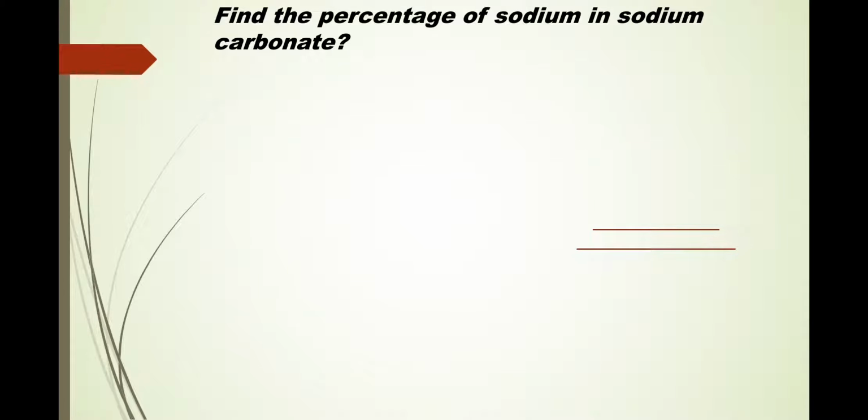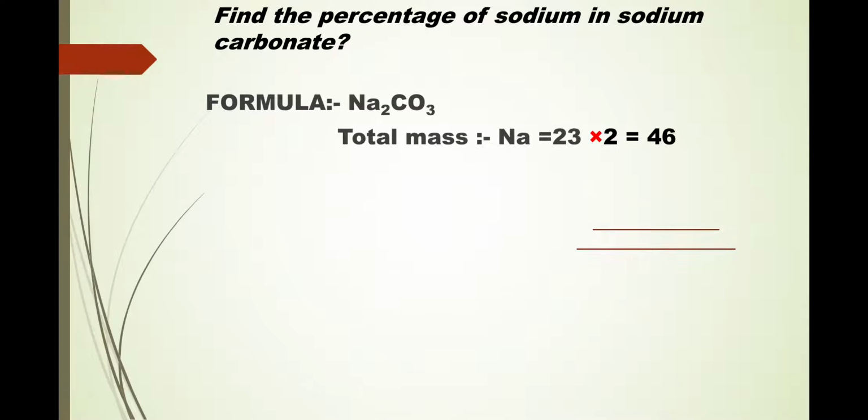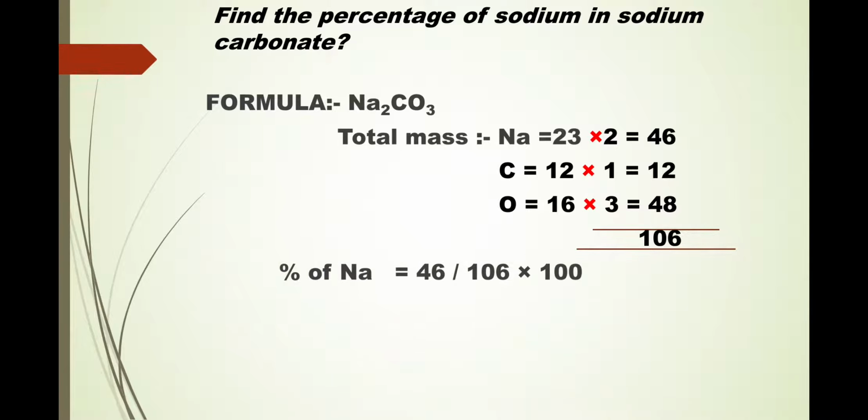Here in this question, find the percentage of sodium in sodium carbonate. The sodium carbonate formula is Na2CO3. Here we have 2 atoms of sodium, 1 atom of carbon and 3 oxygen atoms. To find the total mass, take the number of sodium atoms into its atomic mass, the number of carbon atoms into its atomic mass, and oxygen into its atomic mass. Add all the values to get the total mass. Now we need to find the percentage of sodium, right? So for sodium, 46 divided by total mass, into 100. So 43% of sodium is there in sodium carbonate.